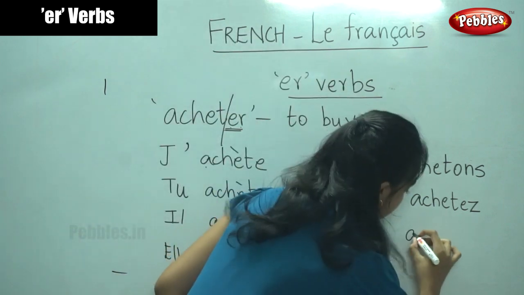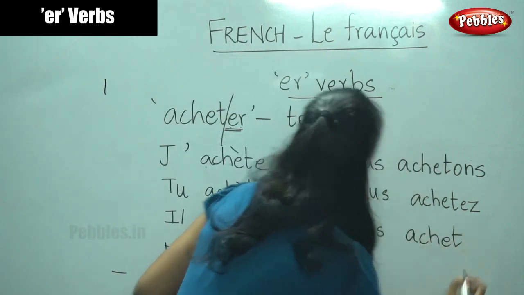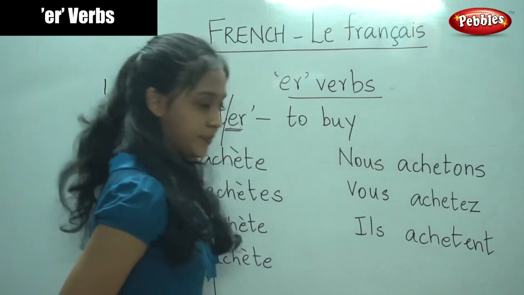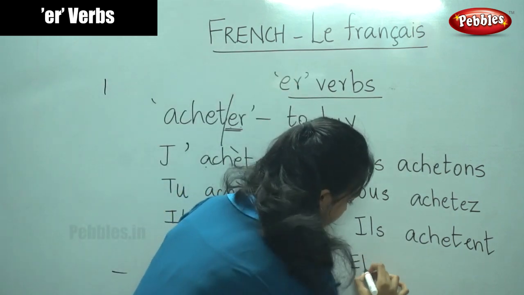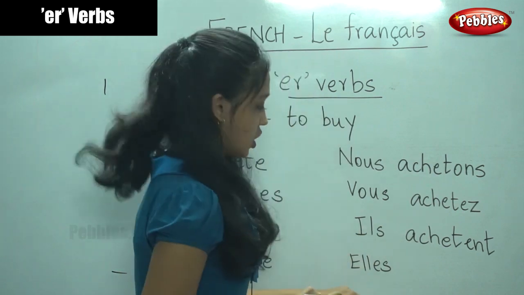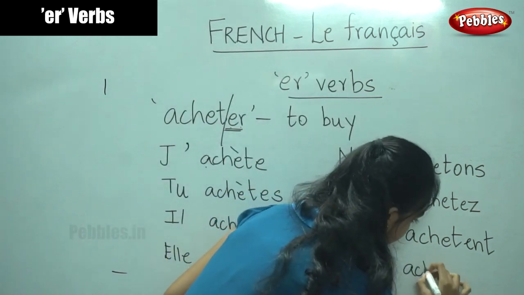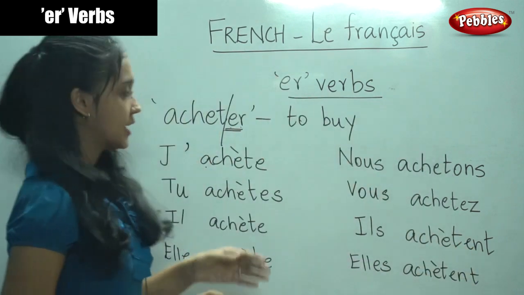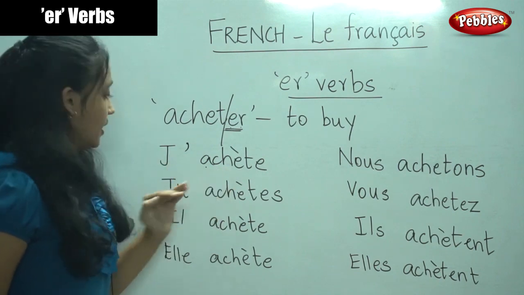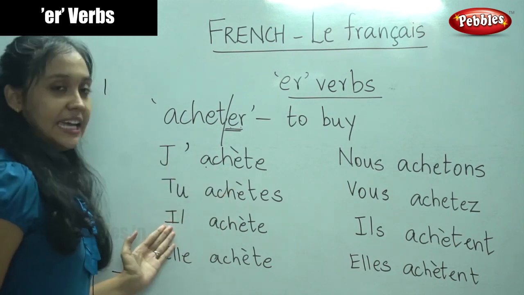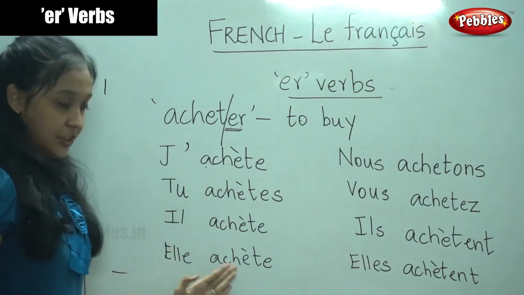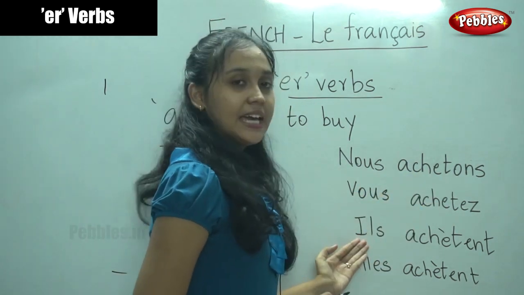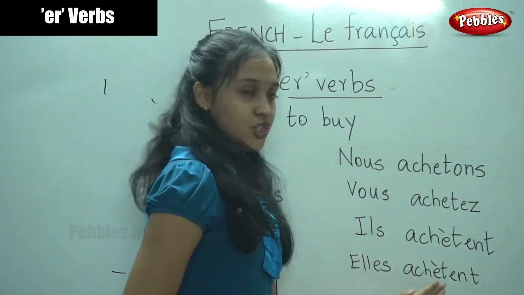For ils, we would replace ER by the letters E-N-T. For elles, it is also the same as ils. So, can you say it along with me? J'achète, tu achètes, il achète, elle achète, nous achetons, vous achetez, ils achètent, elles achètent.